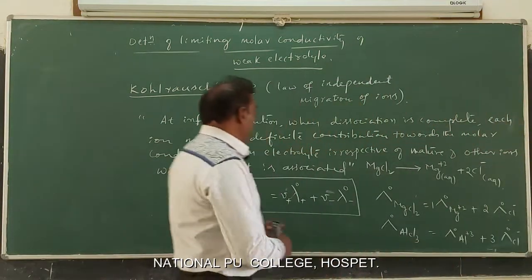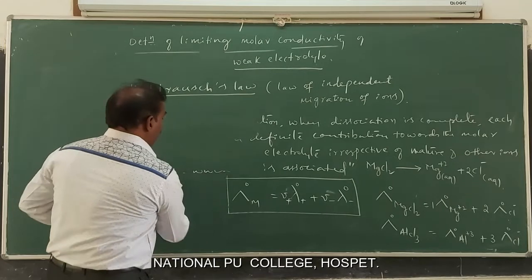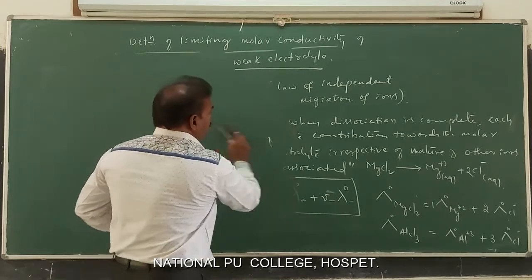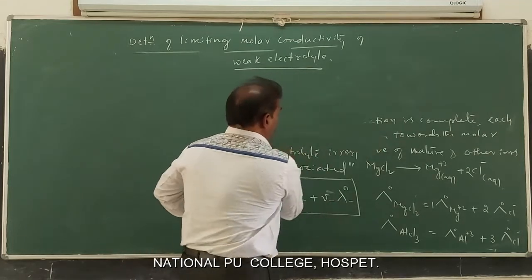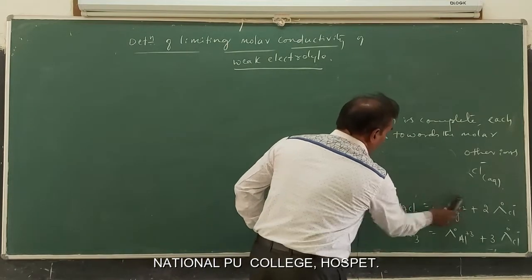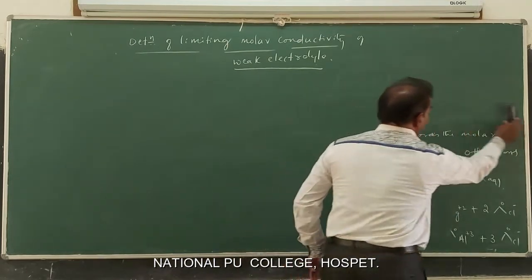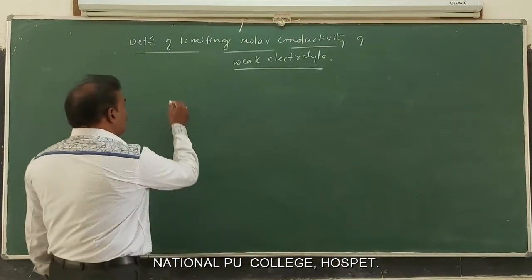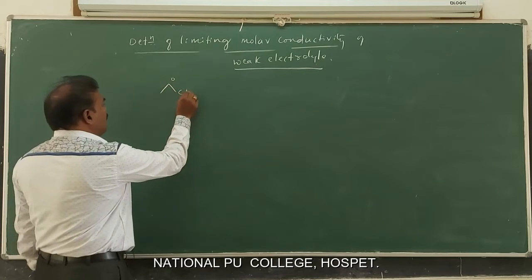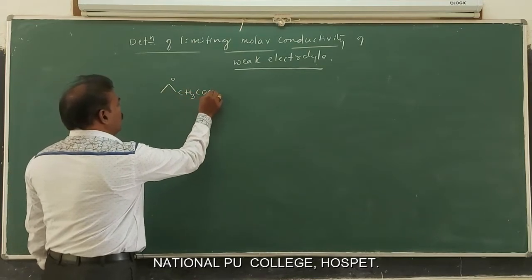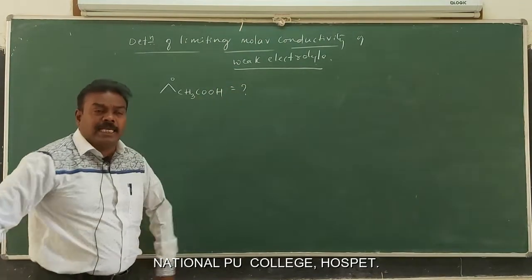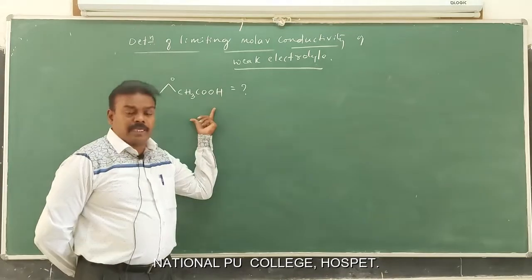Okay, suppose I give another type of example: how to determine the limiting molar conductivity of weak electrolytes using the molar conductivity of strong electrolytes. Just listen to me. How to find the limiting molar conductivity of acetic acid, CH3COOH. We have to find the limiting molar conductivity of acetic acid. Acetic acid is one of the weak electrolytes.